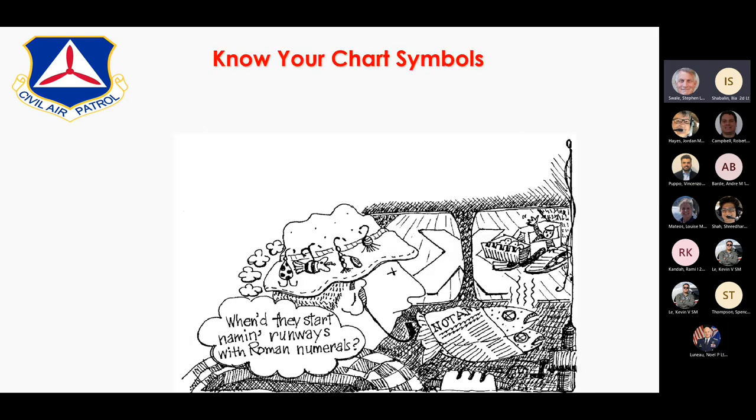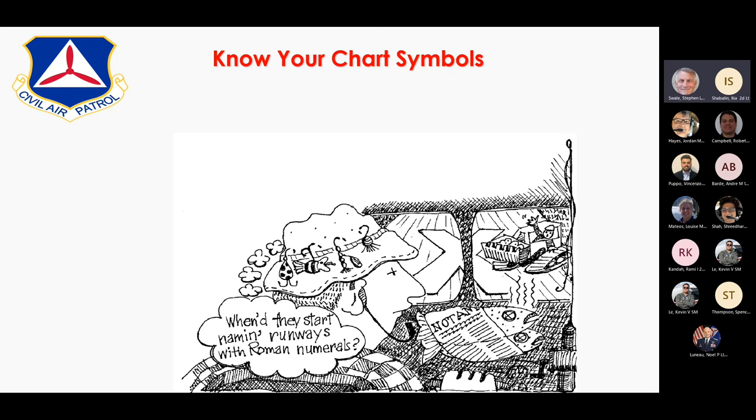The guy says, when do they start naming runways with Roman numerals? Because he sees Roman numeral X on what he thought was the airport that he was going to land at. There's a guy in a backhoe waving at him, and the X obviously is superimposed on a runway that's been closed, and the X is there because you're not supposed to land on it. So a little pilot humor, I guess.